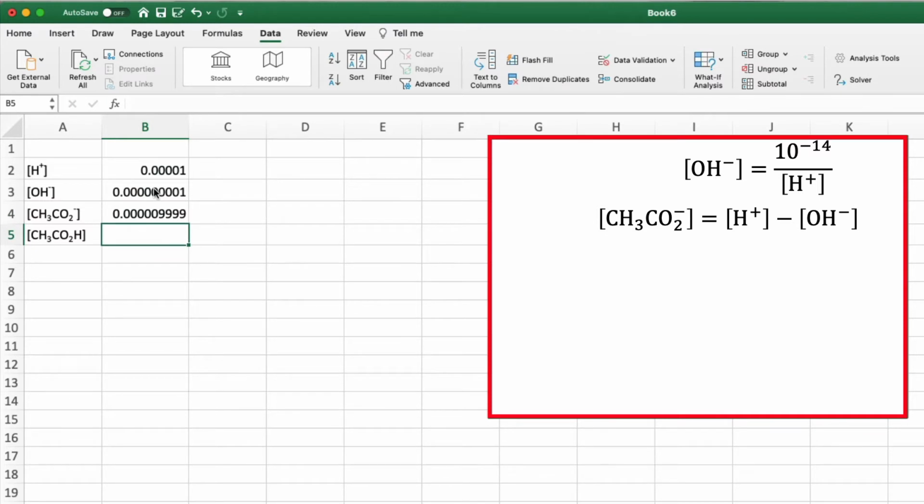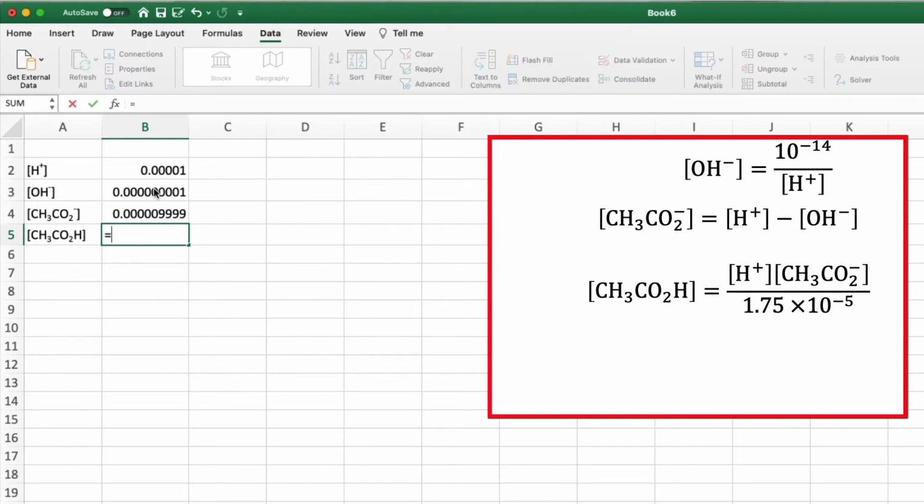And then our acetic acid: if we rearrange the Ka expression, we get this, that gives us acetic acid concentration in terms of H plus concentration times acetate concentration, both of which we already have in our spreadsheet. So we can just go ahead and link to those cells. So this is going to be this times that, divided by 1.75 times 10 to the minus fifth.